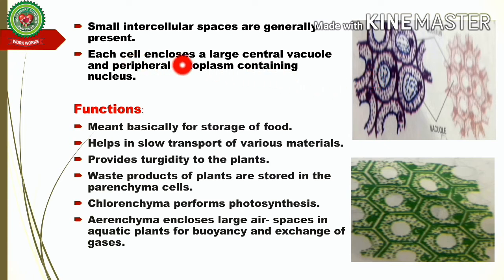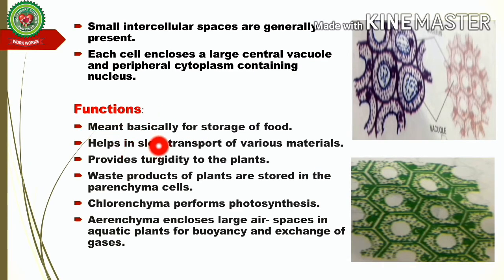Each cell encloses a large central vacuole and peripheral cytoplasm containing nucleus. Here you can see a large central vacuole and peripheral cytoplasm containing nucleus. Peripheral cytoplasm is the margin of cell cytoplasm. Now students, what are the functions of parenchyma?